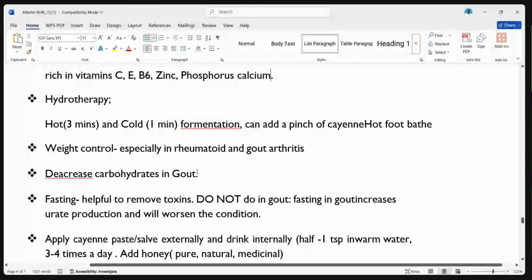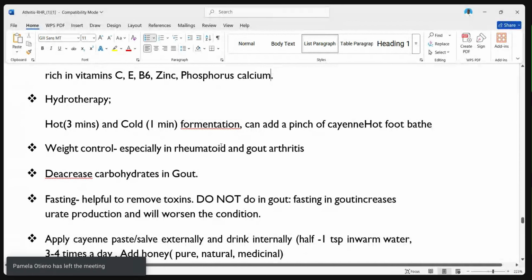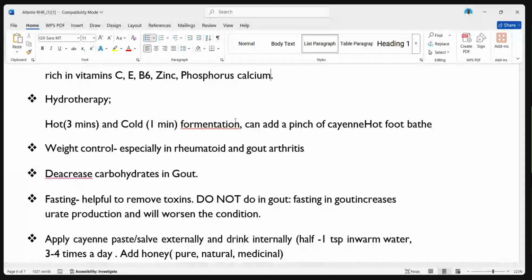And then hydrotherapy, very key. We use contrast, contrast or total foot bath. And you can add a pinch of cayenne and also some salt. And then weight control is very key in managing any type of arthritis. So that if the problem is weight, just like a program that will also be able to address it.